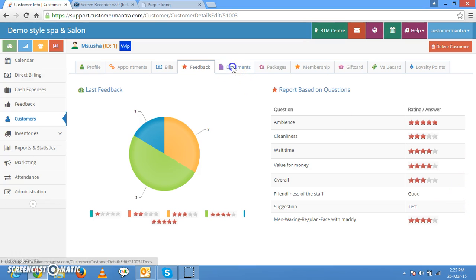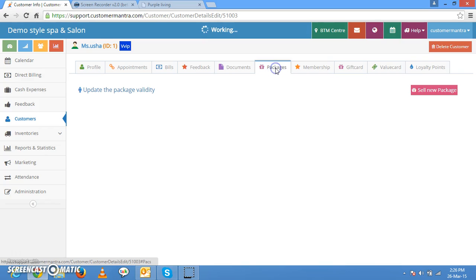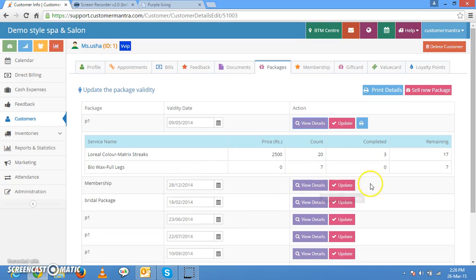And then you have documents. Usually for a spa and salon, documents are not uploaded, so I'm going to skip this part here. We have packages. So this shows how many packages the customer has bought in the past and how many of them have been used and what are the pending details and so on. You need to click view details here to see all the relevant information about a particular package.